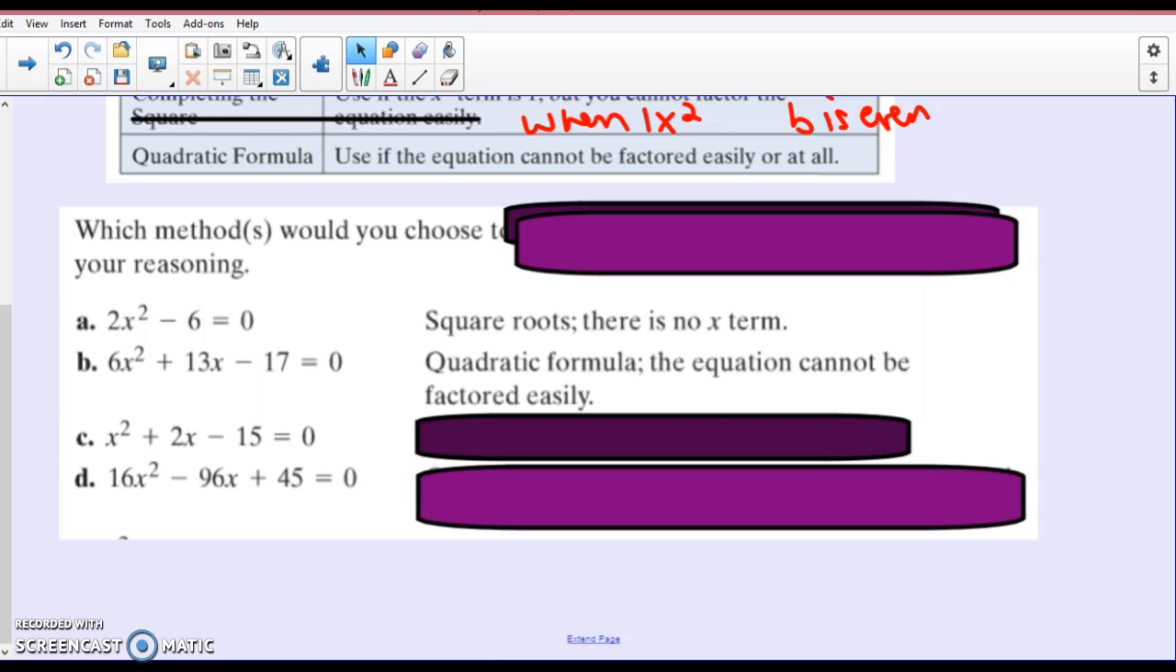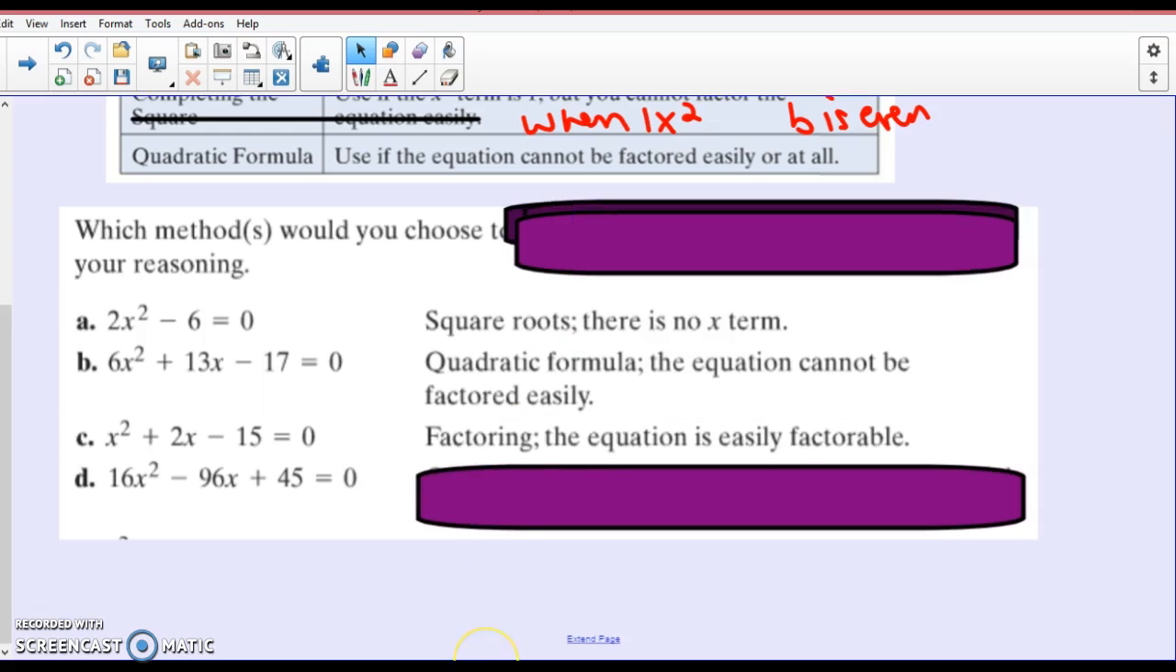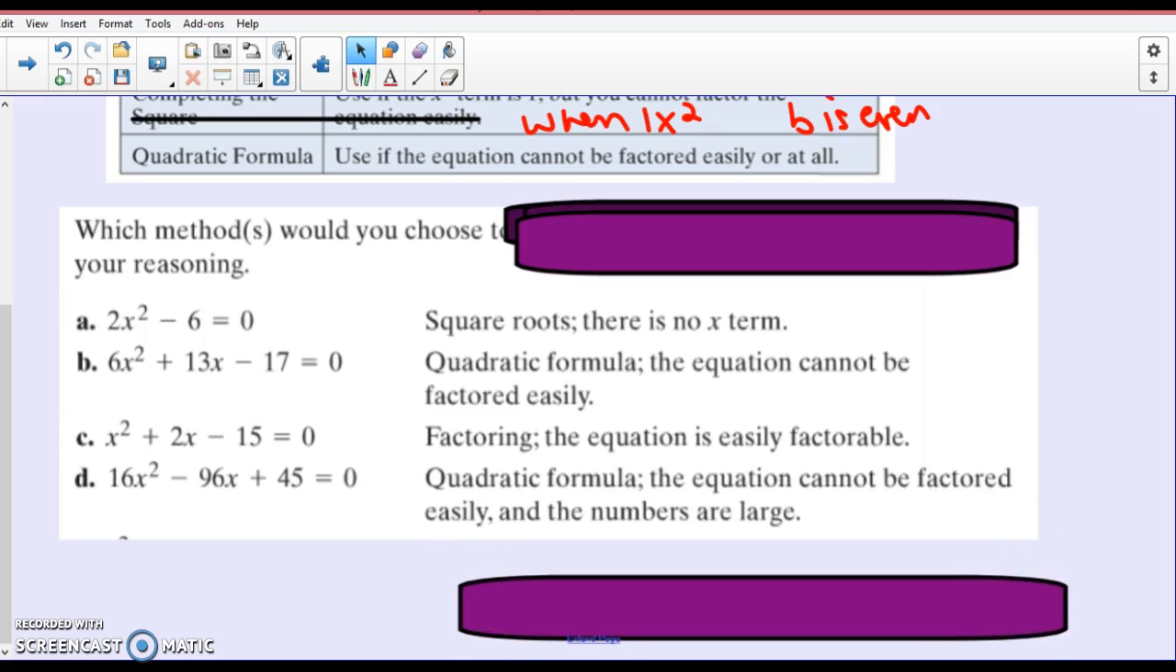What about this one? I would say either completing the square or factoring, because I can look at this. I need two numbers that multiply to negative 15 and add to 2. That'll be positive 5 and negative 3. So I know that it's factoring. But I agree, completing the square is not a horrible option. And then, this one. Probably quadratic. Although you're going to end up with a horrible looking fraction. If you divide everything by 16, I don't think completing the square is that great.